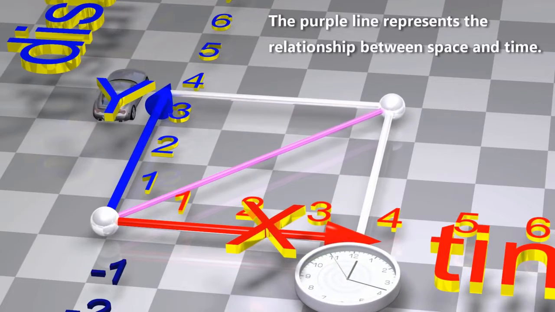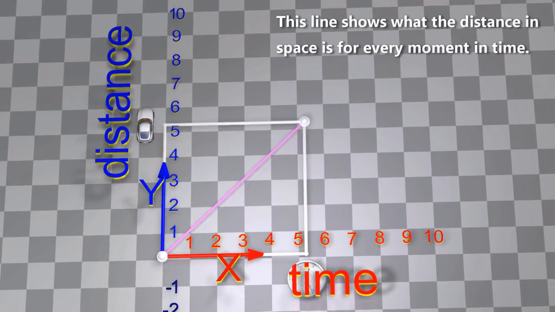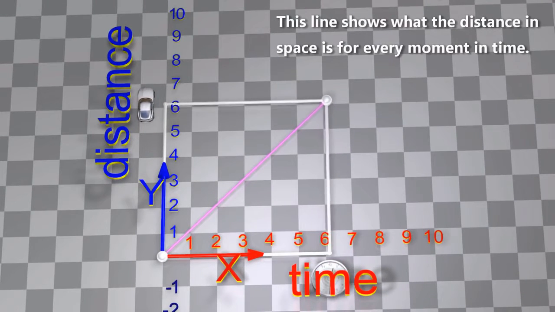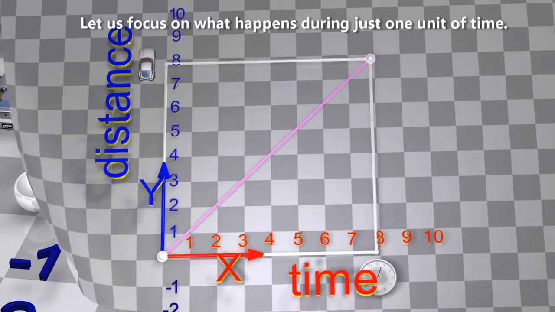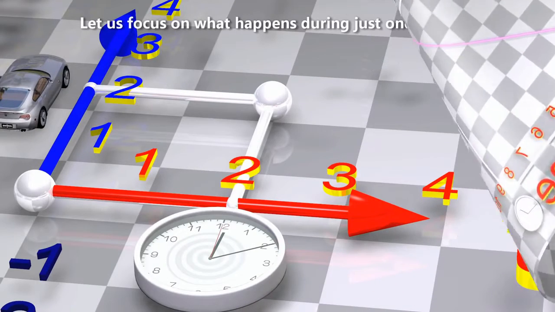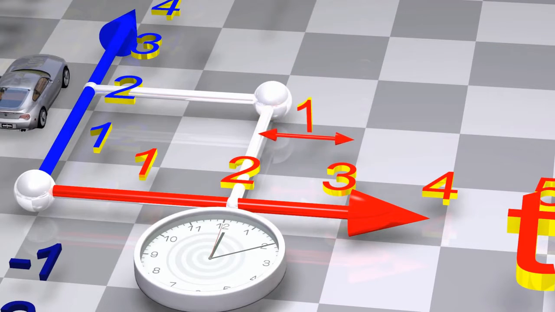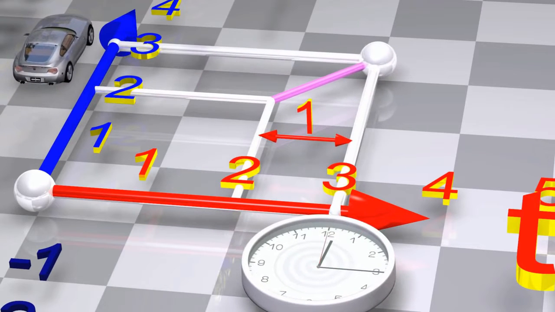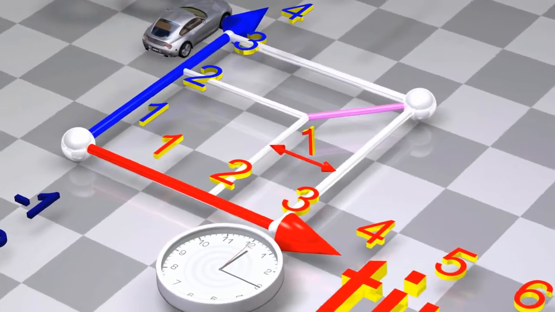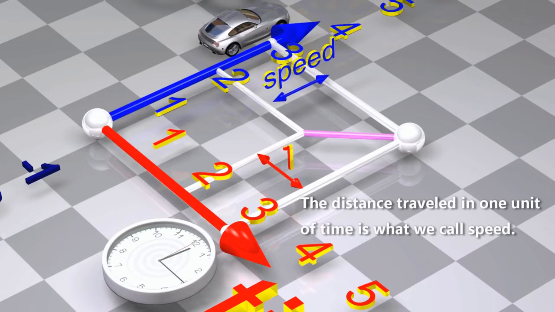The purple line represents the relationship between space and time. This line shows what the distance in space is for every moment in time. Let us focus on what happens during just one unit of time. The distance traveled in one unit of time is what we call speed.